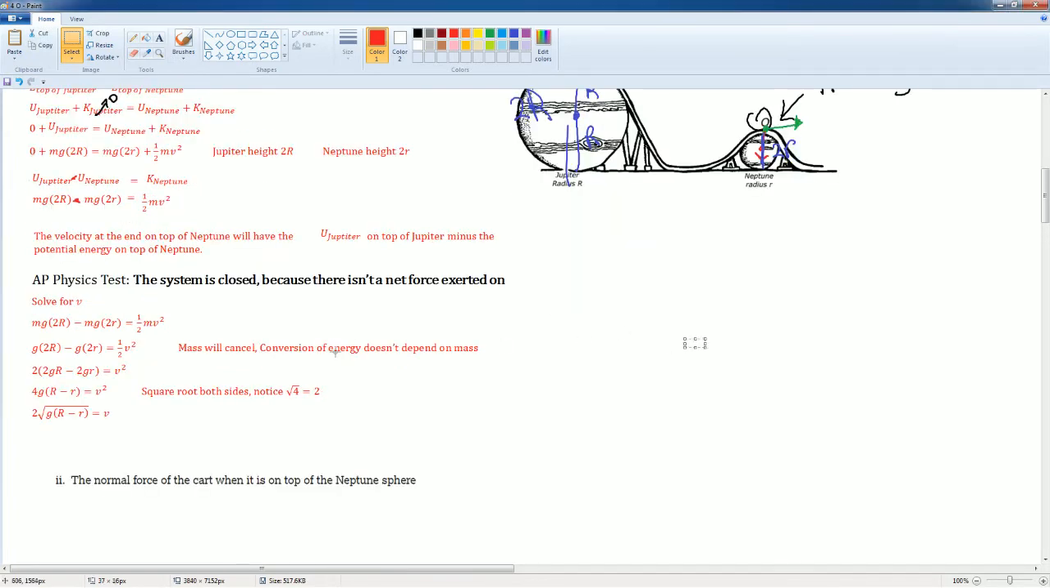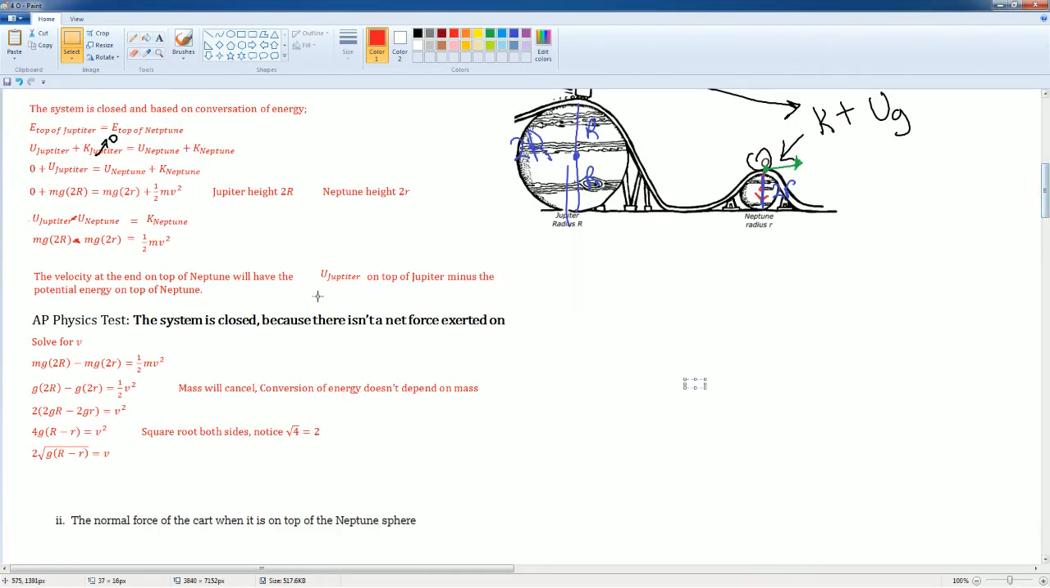On the AP Physics exam, you would say that the system is closed because there is no net force exerted on it. This allows you to use conservation of energy. So I have this equation from before, from above. Now all I did is the mass cancels, so this is what you're left with. Conservation of energy does not depend on mass.